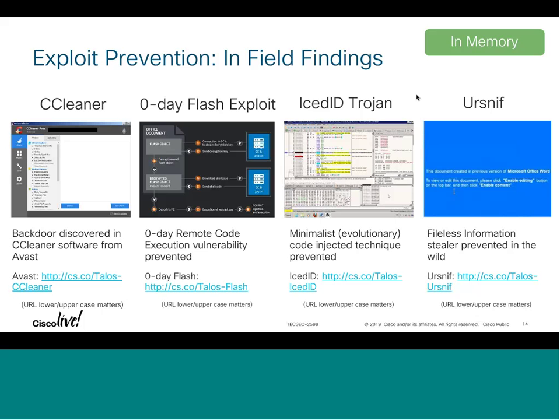And a few good examples here. I think the ICE-ID Trojan is an interesting one. It was spotted where there was a new evolutionary code injection technique, which is called the minimalist code injection technique, which just takes 5 system calls to actually execute and inject the code into a running process. URSNIF is another one I think was spotted around a few weeks ago.